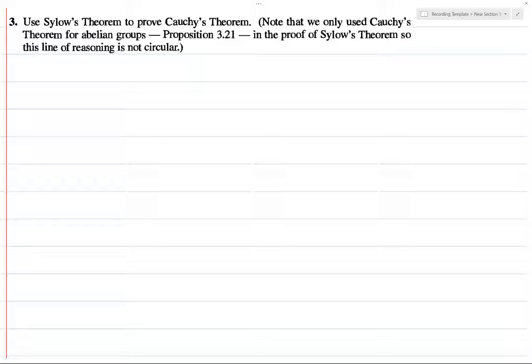And if you want to actually prove that it's not circular, then you have to trace all of your arguments, all your propositions back to a place where you know that you're not using Cauchy's theorem, and that can be really hard. But anyways, so let's do this problem.